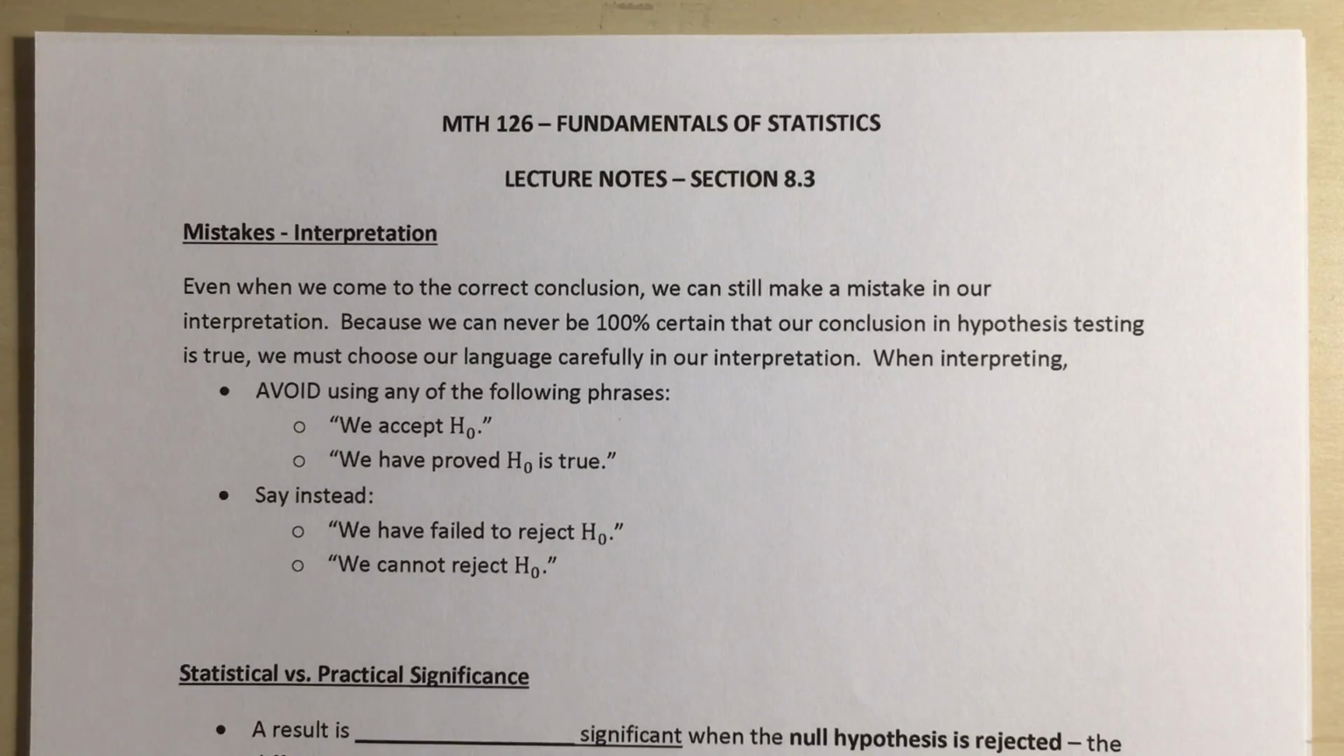One other place that we can make a mistake is in our interpretation. Even if we come to the correct conclusion, we can still make a mistake in our interpretation because we can never be 100% certain that our conclusion in hypothesis testing is true. We must choose our language carefully. When interpreting, avoid using the following phrases: we accept our null hypothesis, or we have proved our null hypothesis is true. Say instead, we have failed to reject our null hypothesis, or we cannot reject our null hypothesis.